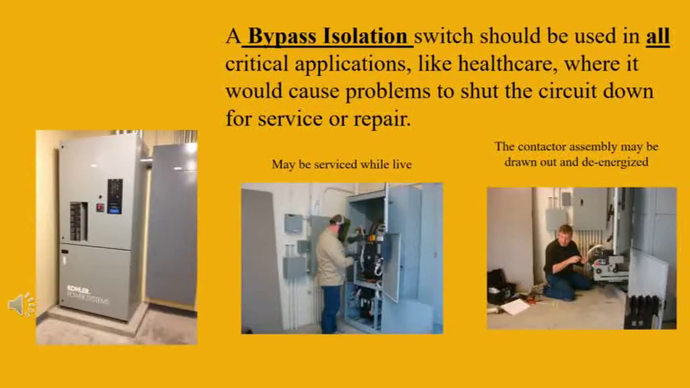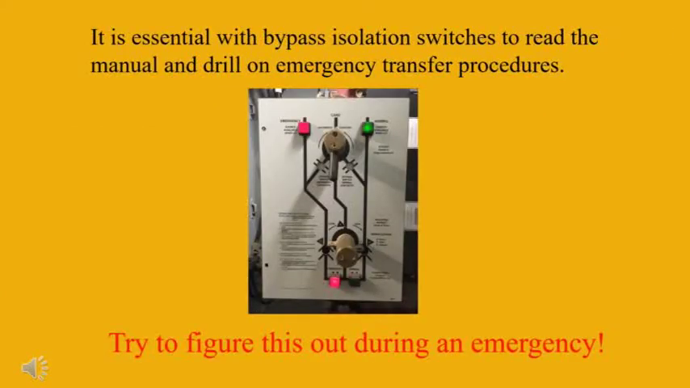A bypass isolation switch should be used in all critical applications like healthcare, where it would cause problems to shut the circuit down for service or repair. It is essential with bypass isolation switches to read the manual and drill on emergency transfer procedures. That's a picture of the manual controls along with instructions as to how to manually transfer that switch. Try to figure this out during an emergency.